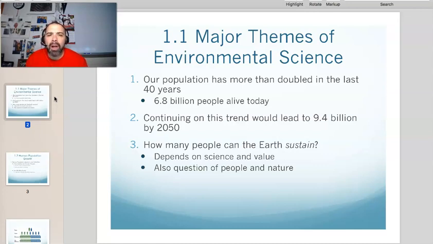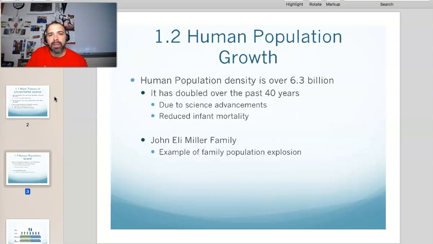Our population has doubled more than the last 40 years. It's 6.8 billion, probably closer to 7. By 2050, there's supposed to be 9.4 billion people on Earth. So, how many people can the Earth really sustain? It depends on science and values, and also on the question of people and nature. At what level of life do you want to live, and what's the importance of nature?